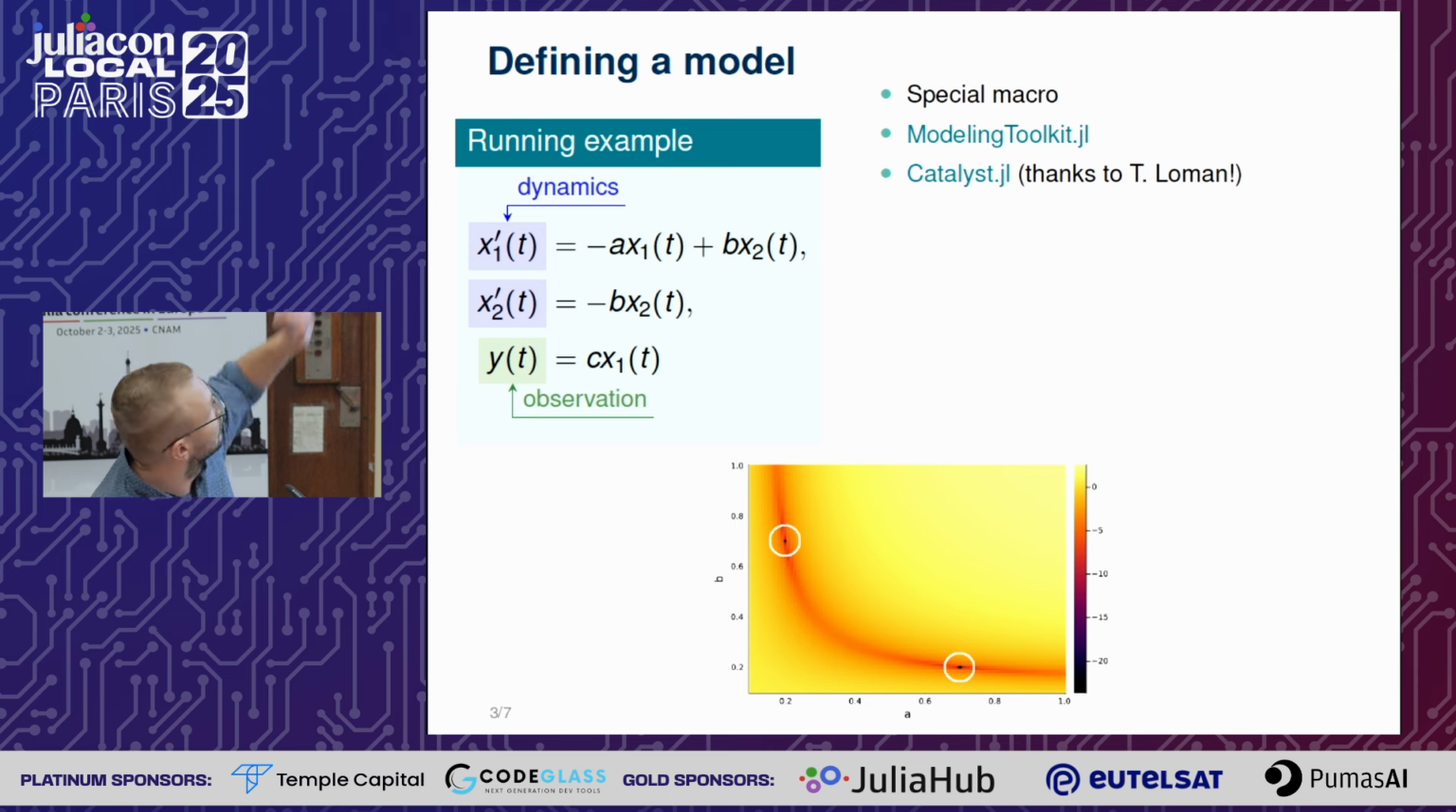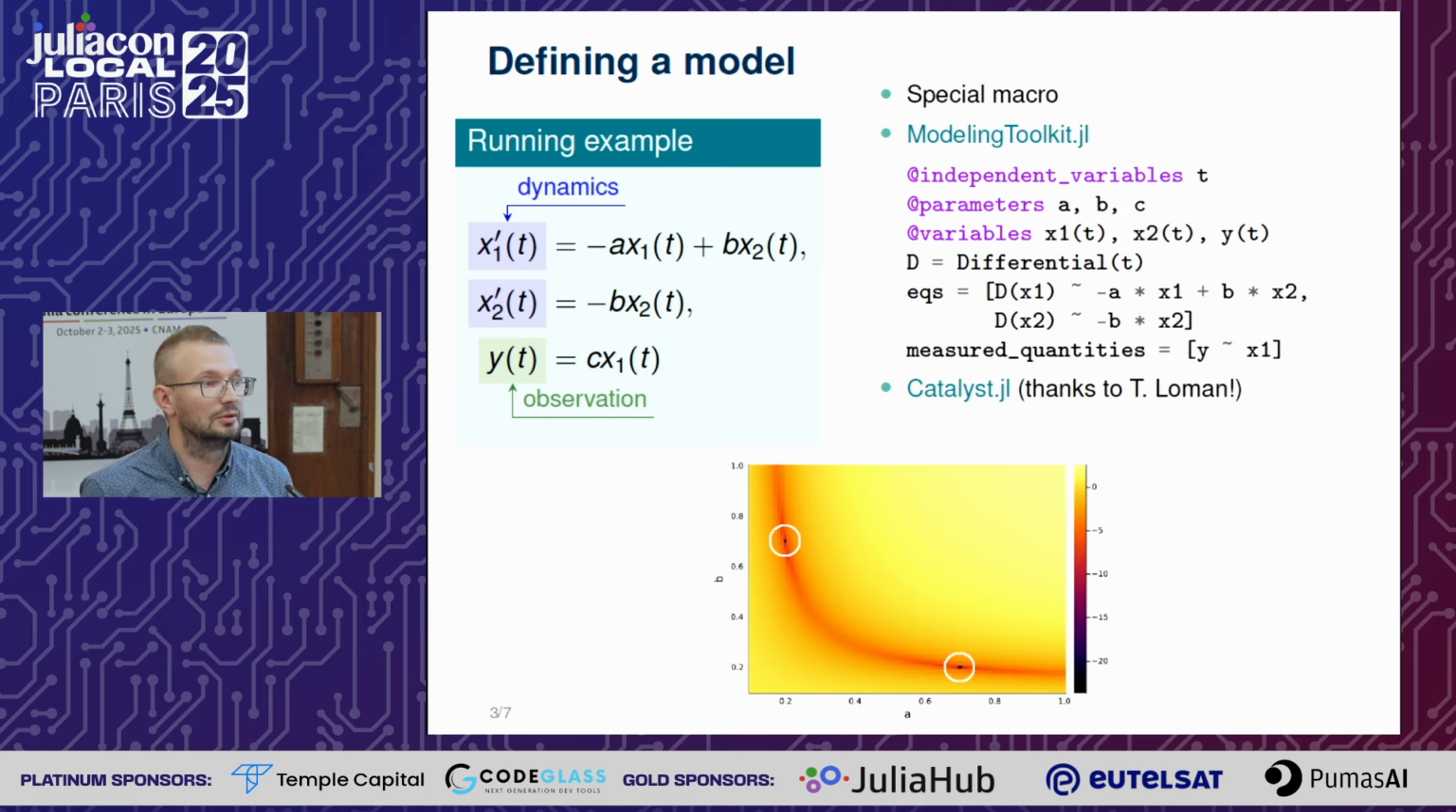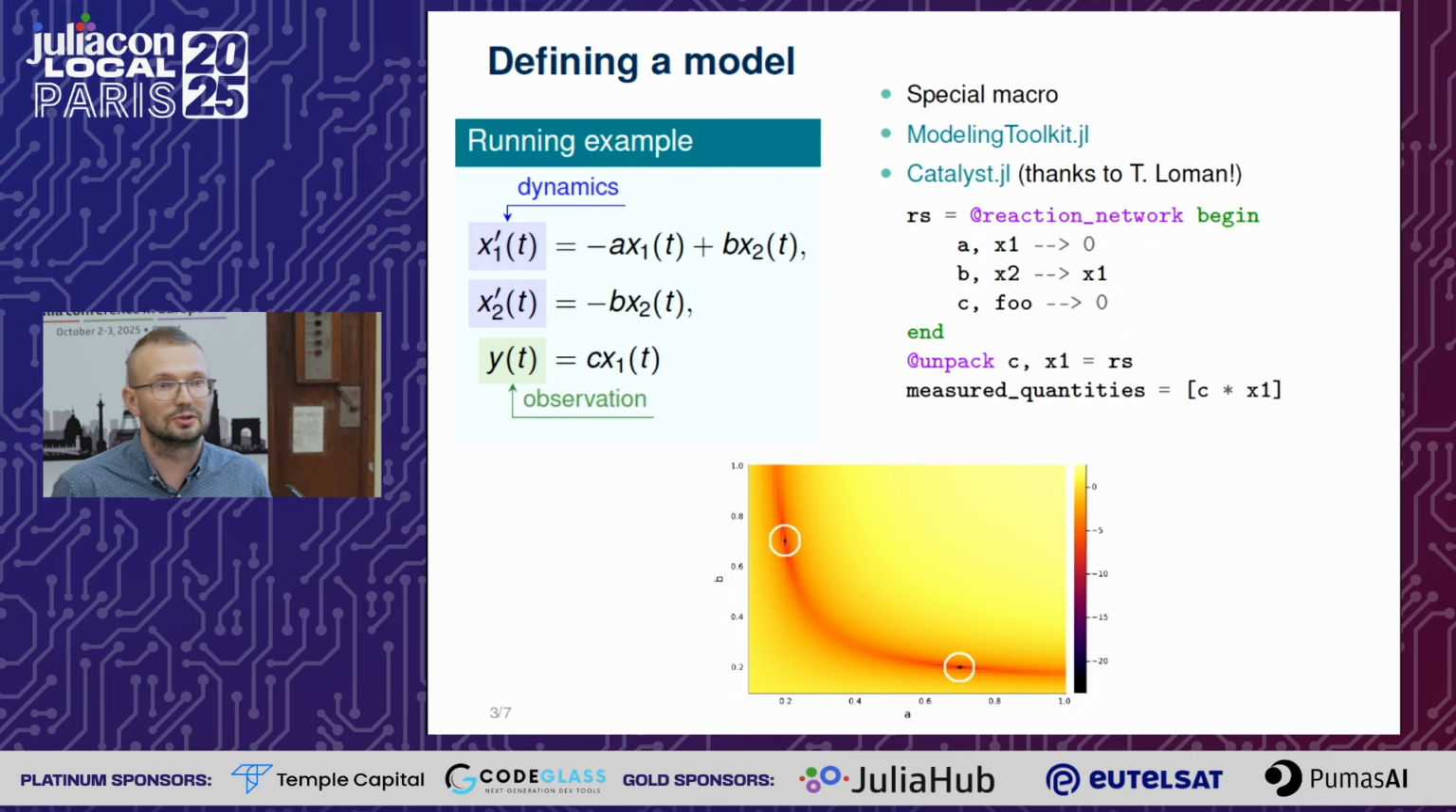This is the same differential equations, but for data, I will now take not x1, but x1 scaled by also unknown parameter c. So first we want to define the model, and we have a macro for this, where you basically write the model as it is, or you can write this in ModelingToolkit notation, because then you can use the same model to fit parameters or to simulate them. And finally, if you work with chemical reaction networks, you don't need to write any differential equations at all, thanks to Torkel Loman. You can just use Catalyst.jl.